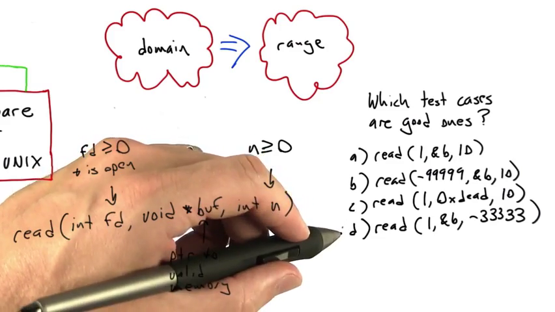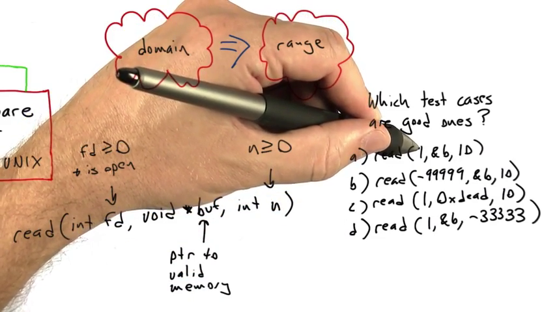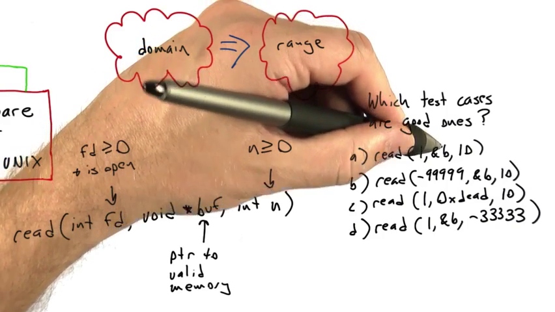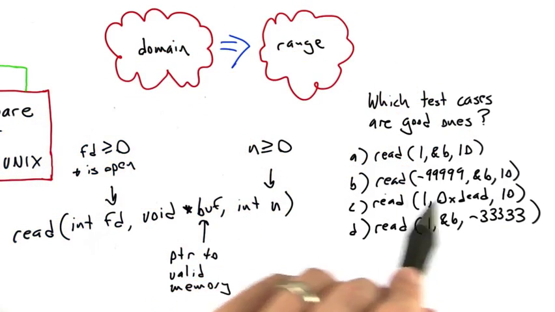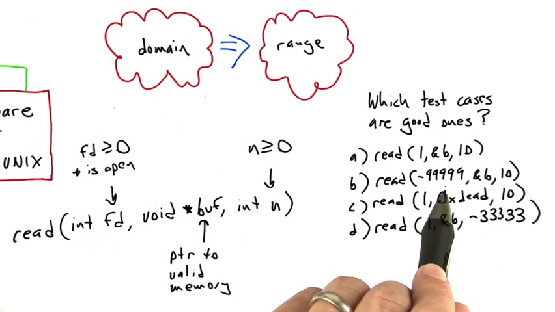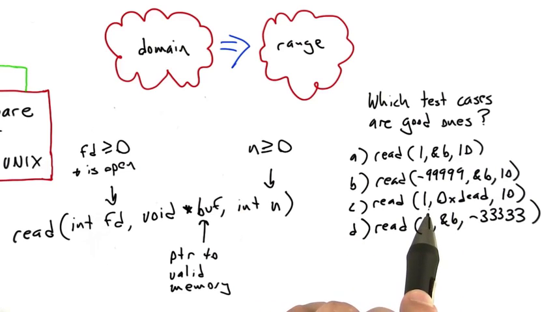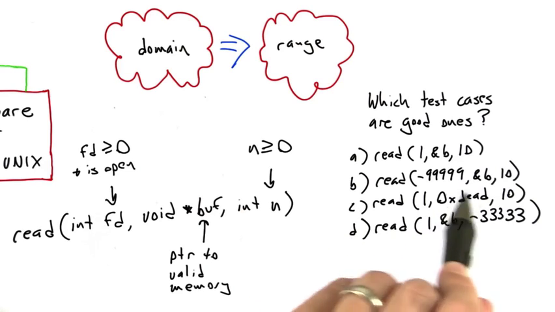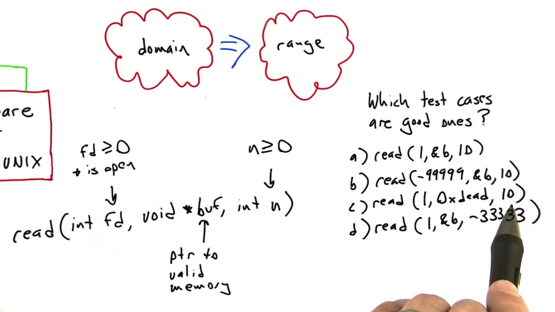So our four test cases are, first, reading from file descriptor number 1. This is always a valid file descriptor for a Unix process. From the address of B, and let's assume that refers to a valid memory region, and we're going to read 10 bytes. The second test case is also reading into variable B 10 bytes, but is specifying file descriptor -99999. The third test case is reading into file descriptor 1 using a pointer to an address, which is almost certainly a bad one. This is just a random hex constant I just made up, also reading 10 bytes into there.